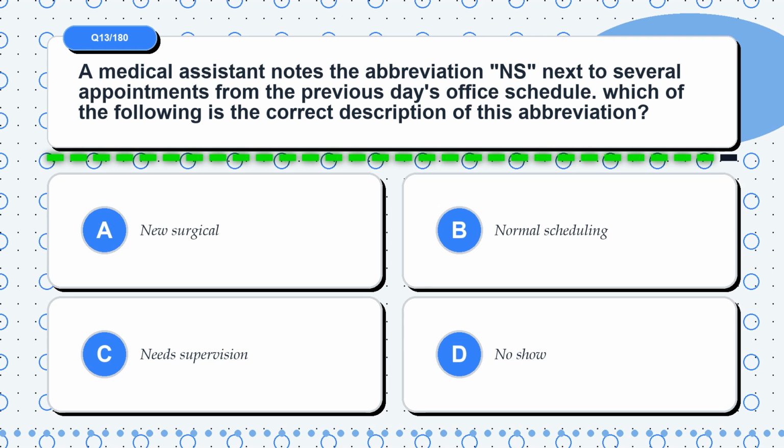Question 13. A medical assistant notes the abbreviation NS next to several appointments from the previous day's office schedule. Which of the following is the correct description of this abbreviation? Here are the options. Option A, new surgical. Option B, normal scheduling. Option C, need supervision. Option D, no-show.